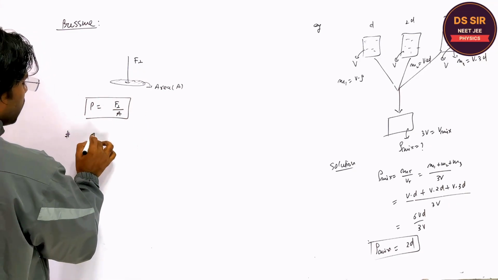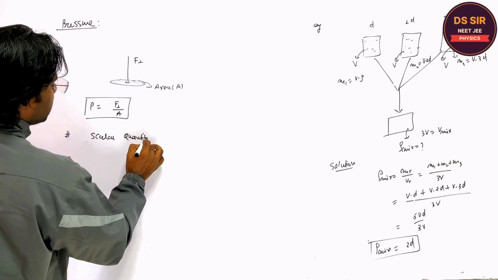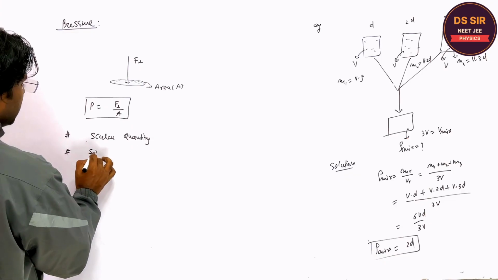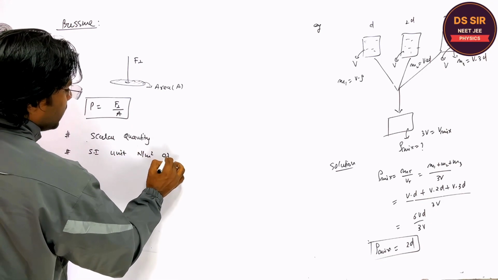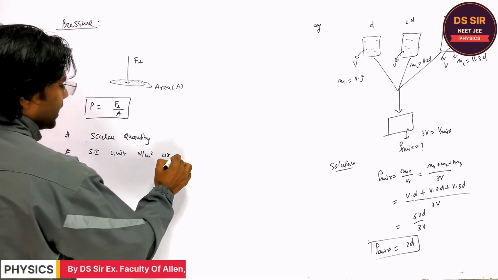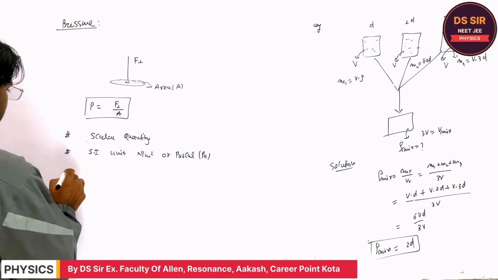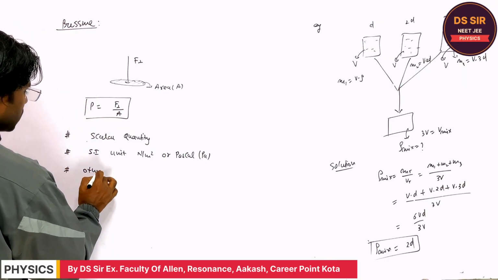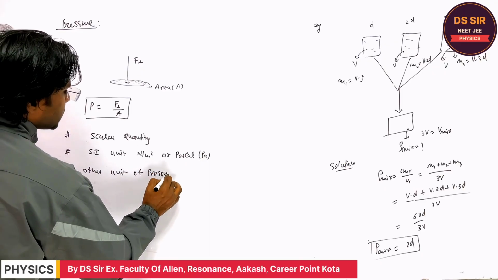Pressure is a scalar quantity, and the SI unit is what, you tell. The SI unit is Newton per meter square, and this Newton per meter square is collectively called the Pascal, represented by Pa. Is it clear? We also have other units of pressure. What are the other units of pressure?